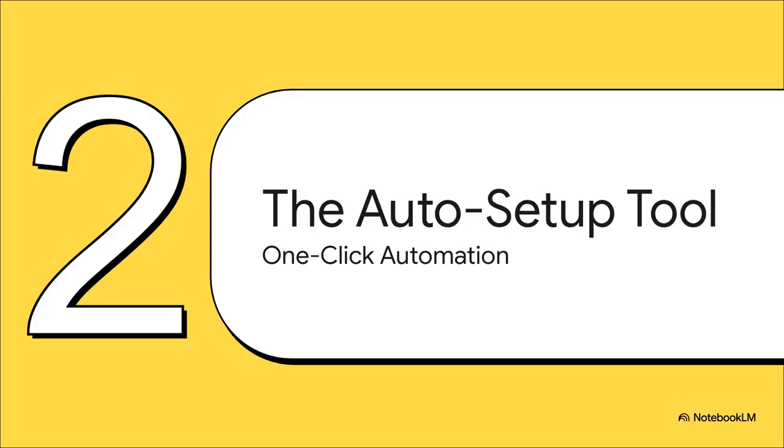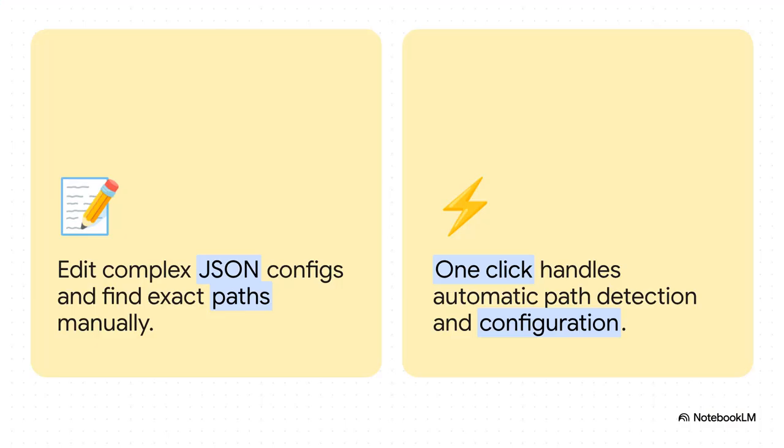Moving on to part two, the Auto Setup tool, one-click automation. Think back to the old way of doing this, the manual setup. You had to open up a file called Claude Desktop config.json, manually type out blocks of code, and hunt down the exact absolute file path to the connector on your specific machine. It was tedious and it was so prone to errors. But now, enter the Auto Setup tool. It's this brilliant automation script designed to just do all of that for you. It automatically detects the paths on your Windows PC and flawlessly writes out those complex JSON configurations. What used to take careful, stressful coding now literally takes a double click.